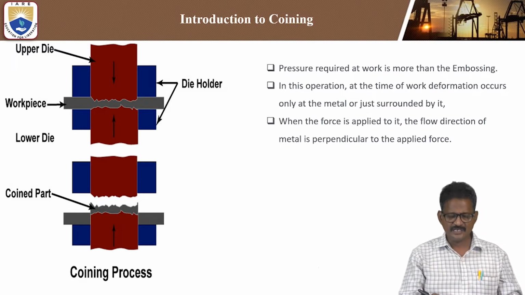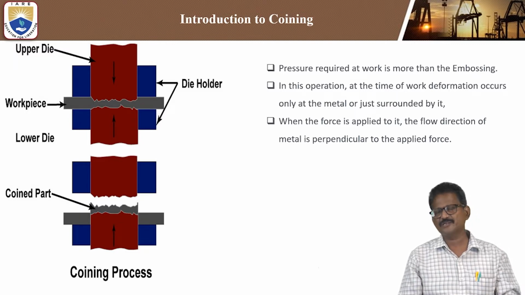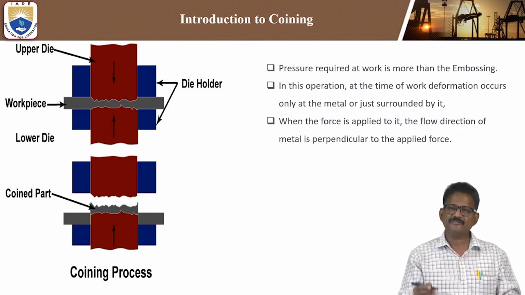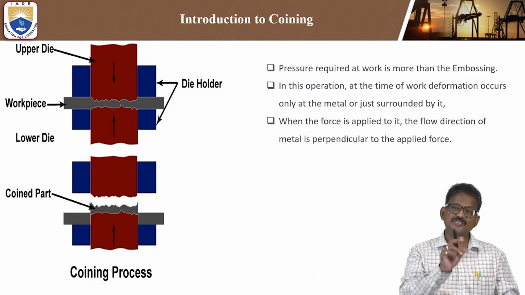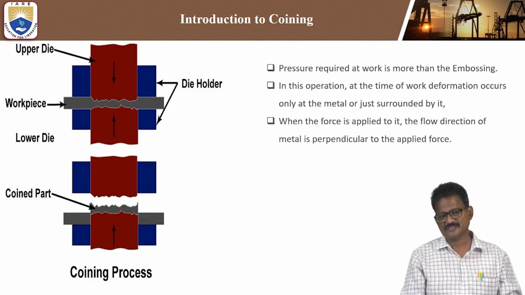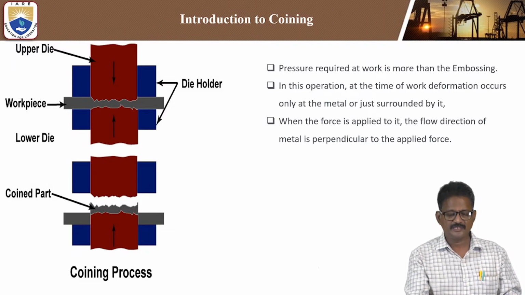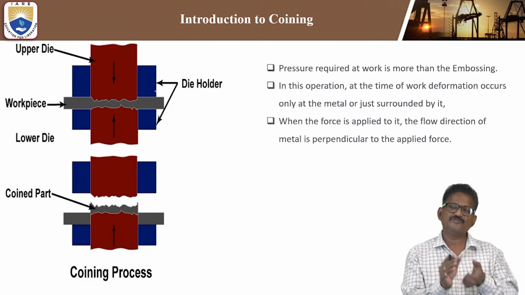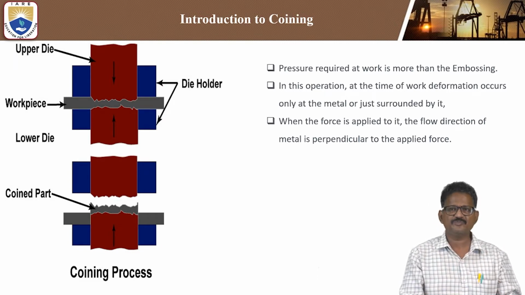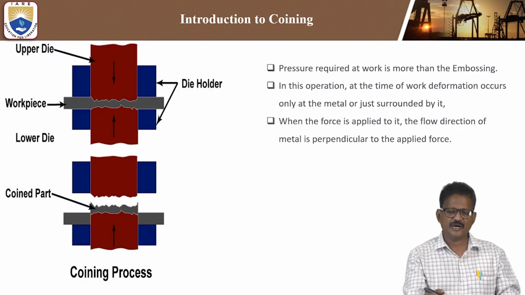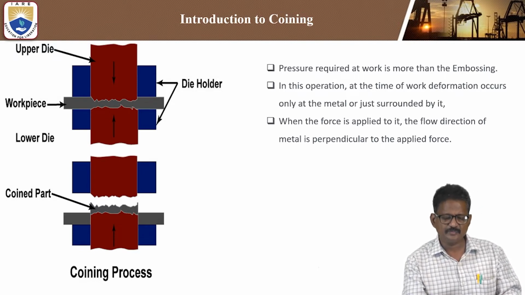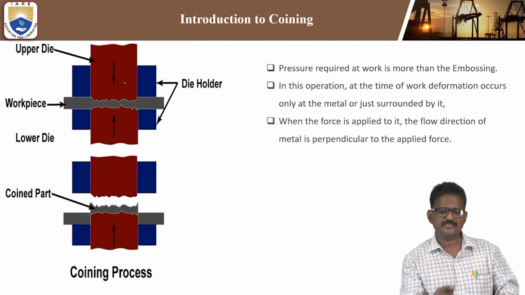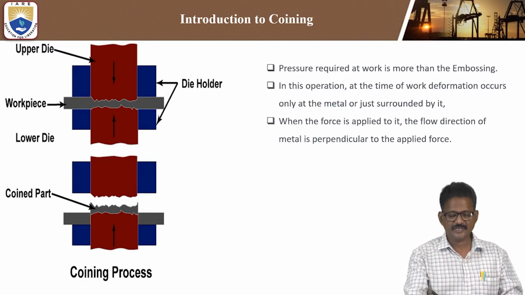The coining process diagram is self-explanatory. Even a layman can understand clearly how to perform coining. In the first case, you will see a lower die, an upper die and the workpiece. These are the die holders. To fix the dies without vibration, you can add die holders, and the upper die and lower die will be there. The same shape of the lower die and upper die is what gets impressed.